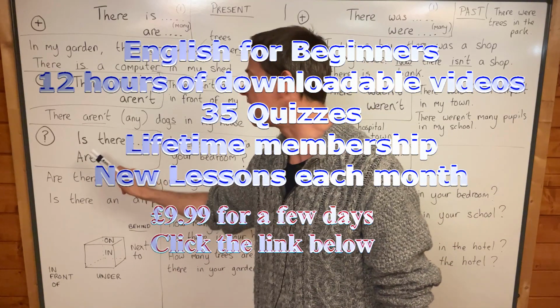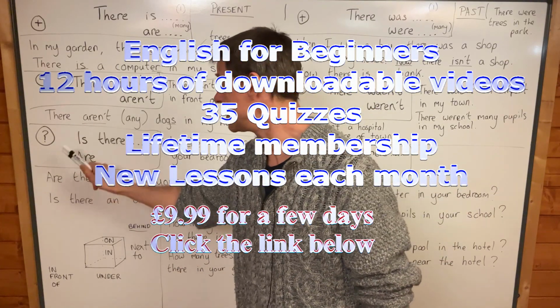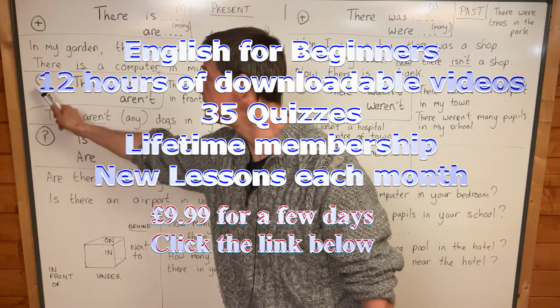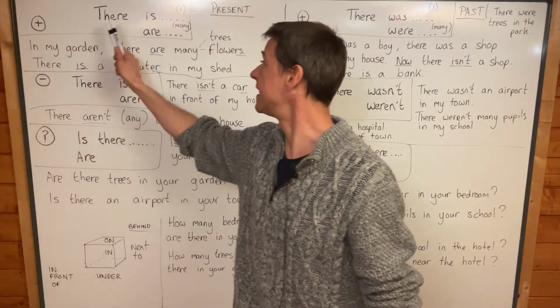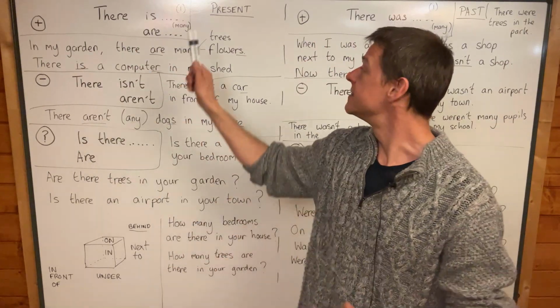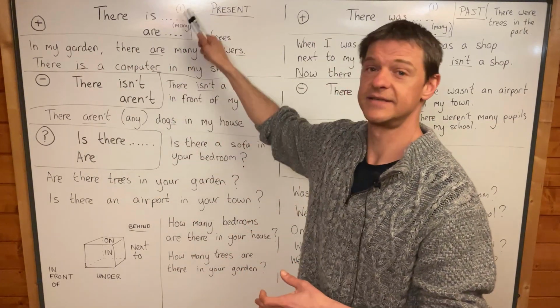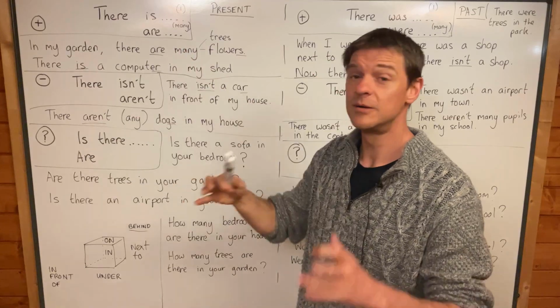Today we're doing there is, there are, there isn't, there aren't, is there, are there. Question: is there, are there. Negative: there isn't, there aren't. Positive: there is, there are. These are present tense: is, are, present.